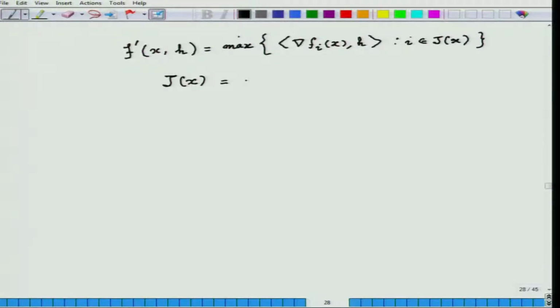J of x is the set of all indexes i from 1 to m such that f_i of x is equal to f of x, because if you put in an x, there would be at least one function for which the maximum value is attained, since we just have a finite number of functions. There could be more than one. For a given x, there could be 2 indexes or 4 indexes. For another x, there would be only one index. So it all depends on the choice of your x, and we have to make this set depend on x. This is called the indexing set or index set.